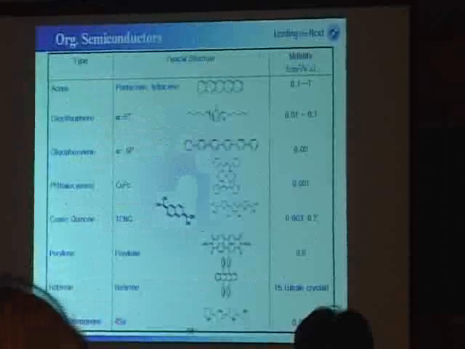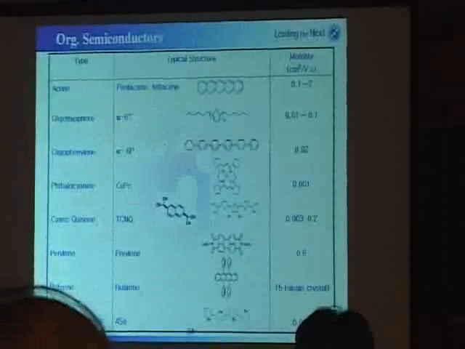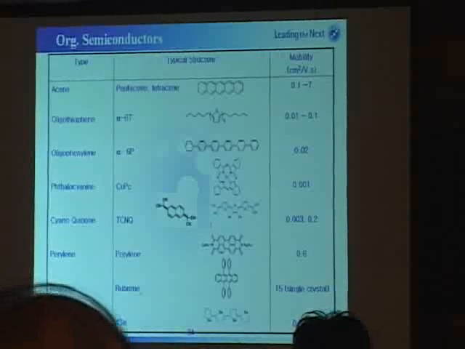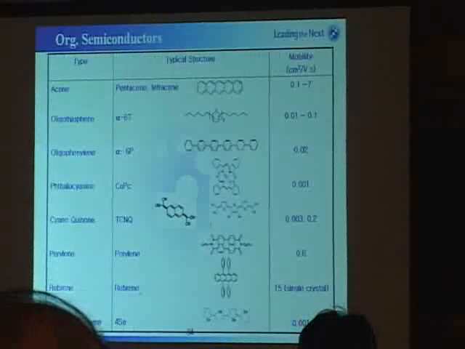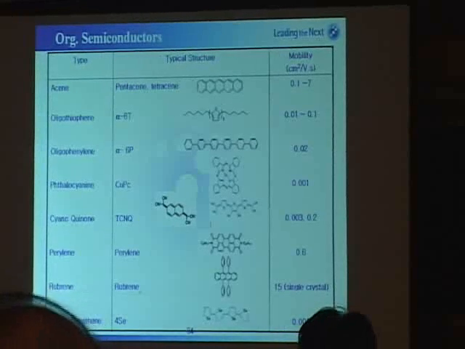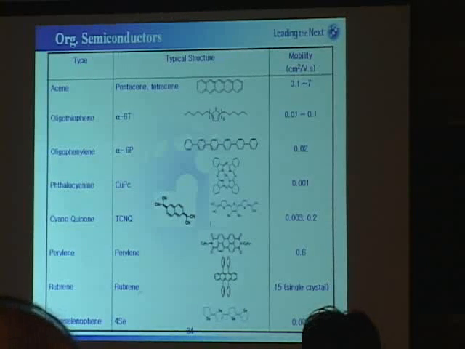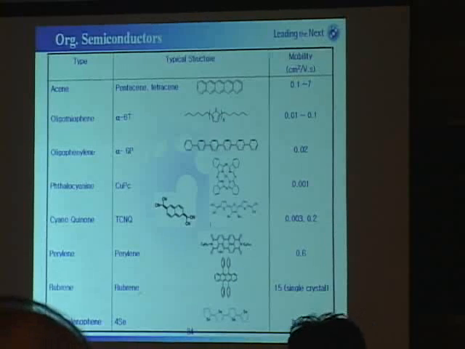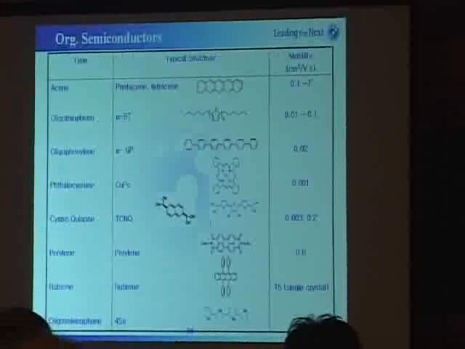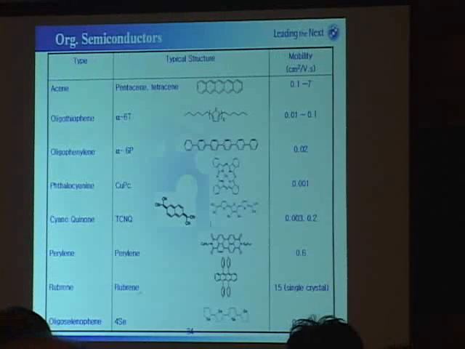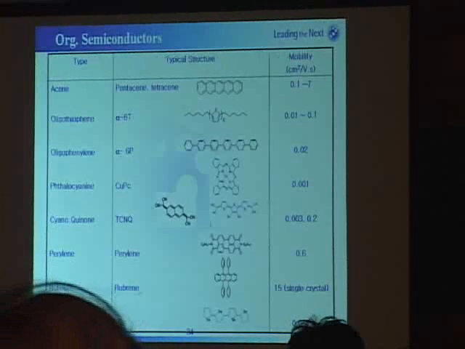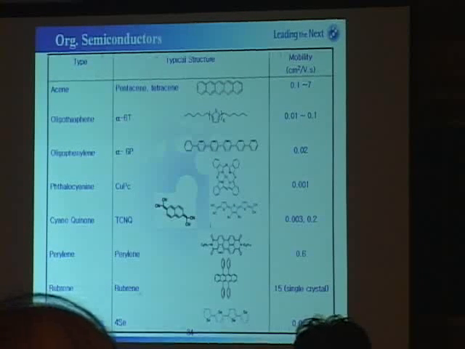This table shows the organic semiconductors: pentacene, oligothiophene, rubrene, and so on. In this table, rubrene shows the highest mobility, but it is a single crystal. At this moment, with the film, pentacene shows the highest mobilities.